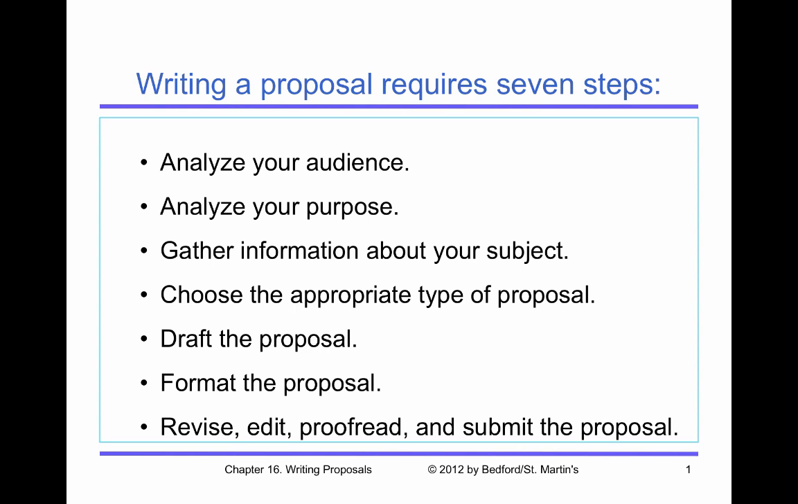Writing a proposal requires 7 steps. The first 2 steps are the rhetorical situation: audience and purpose. Then gather information about your subject, so do some research. Choose the appropriate type of proposal, draft the proposal, format it, revise, edit, proofread, and submit. That last step is actually like 4 steps, so I don't know why they say just 7 steps.